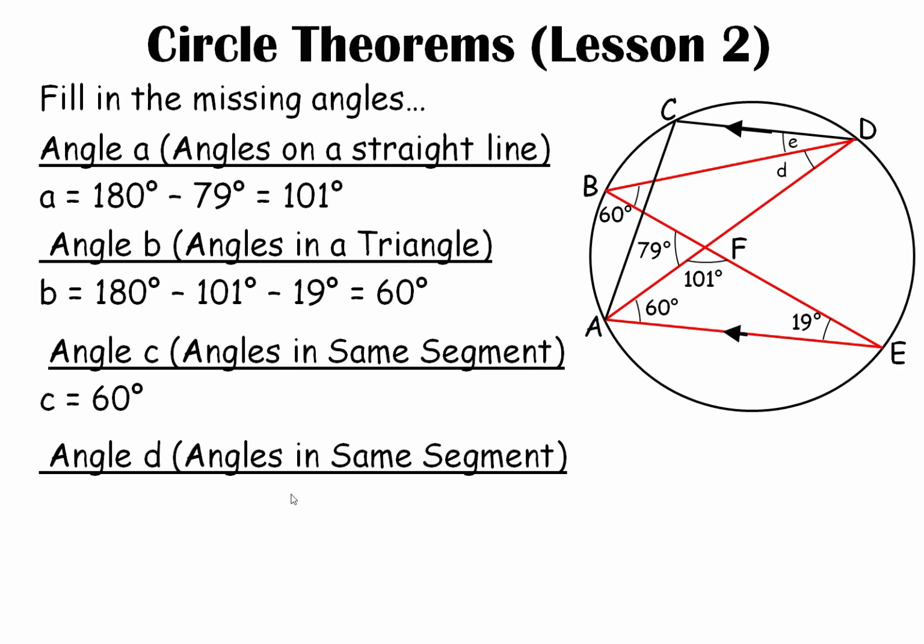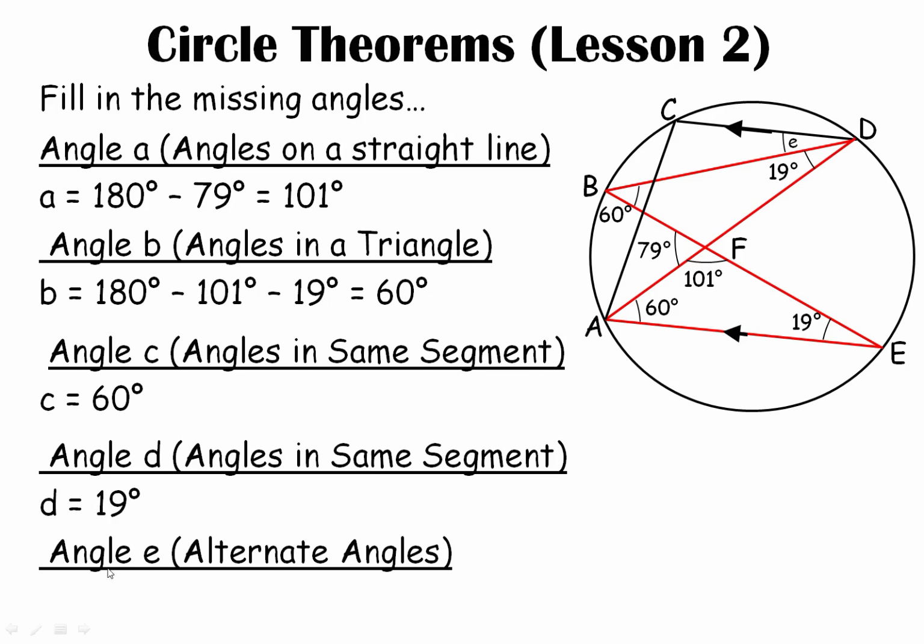All right, so we move on to angle D, angles in the same segment likewise. This time around, we are going to use points A and B as the points that divide the circle into two segments. Now the major segment is the segment in which we have point D and point E. So angle D is equal to 19 degrees because the two angles are formed in the same segment. So angle D is 19 degrees.